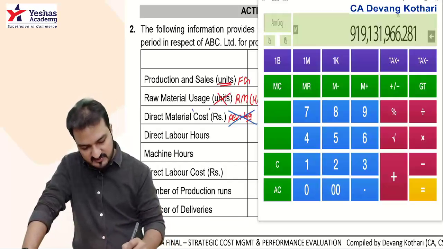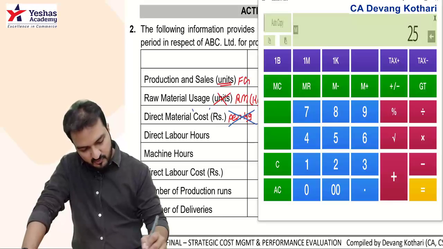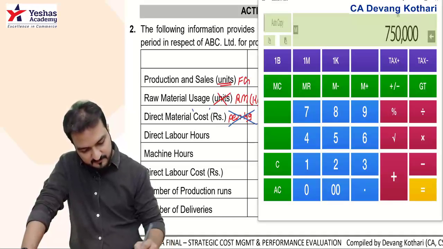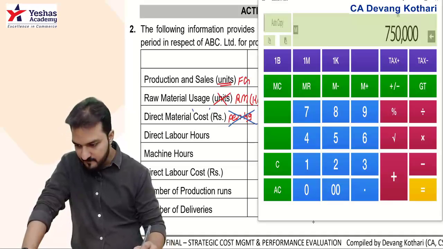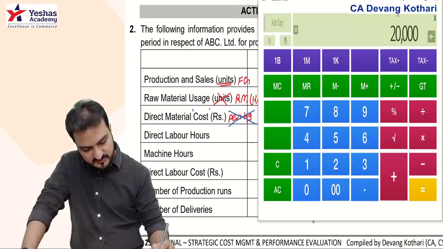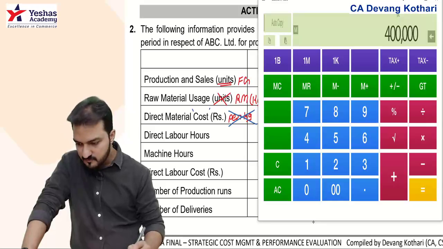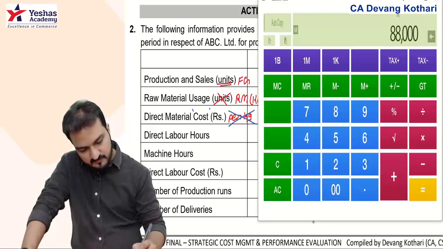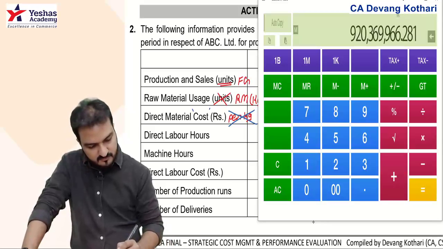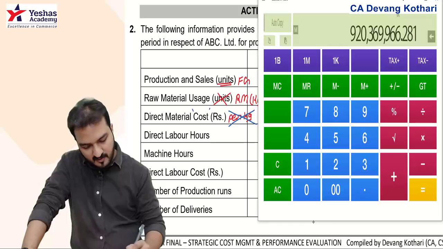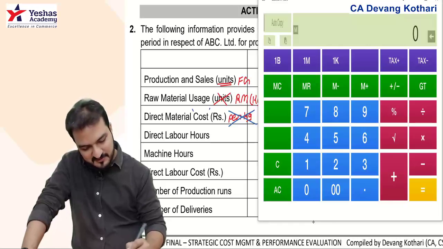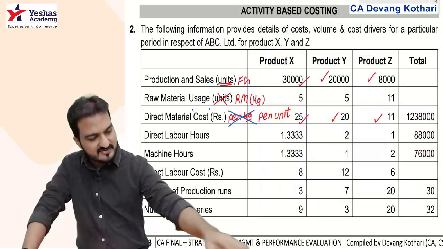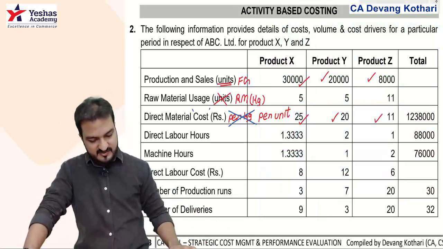Okay, my calculator has some mistake. Once again, 25 into 30,000, 20 into 20,000, and 11 into 8,000. Okay, that on-screen calculator has some problem. We'll try out on the desi calculator.